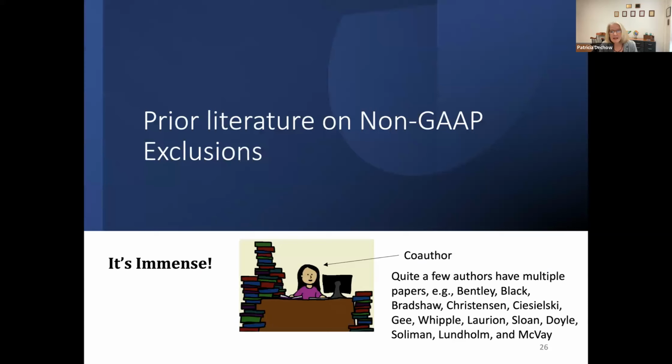There's a lot of prior literature on non-GAAP earnings. So we use that literature to see how people have defined quality, and borrow some of their tests to examine whether our quality score is correlated with what you'd expect to see based on what people have looked at in the past. There's a lot of research in this area.